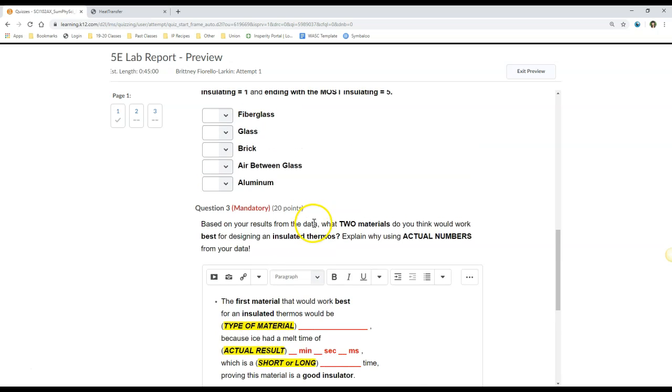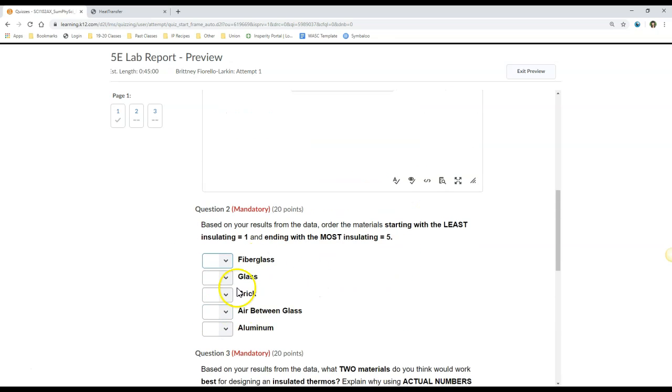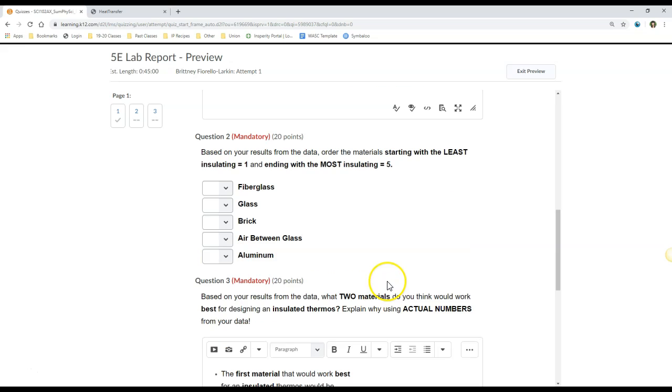So again, the most insulating materials are going to be your number 4 and number 5. Make sure you order these correctly based on the directions I just gave. Short times are 1, 2, long times are 4, 5, medium time is 3.